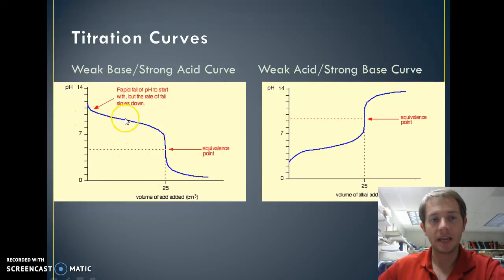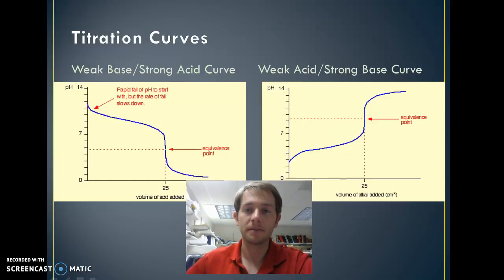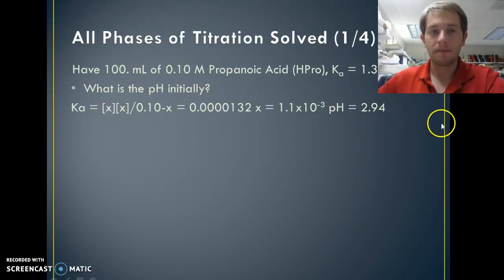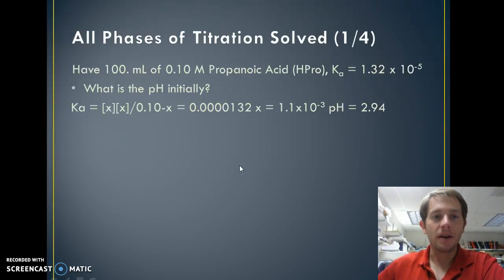So that's your pKa. Anyway, and here's your weak acid, strong base. You start off acidic. Again, you can see this would be pKb. This would be your pKa right here, and it's acidic because you're starting off with weak acid. Your equivalence is above 7 because you have weak conjugate base present. All right, so those are all the different phases of your titration curve.